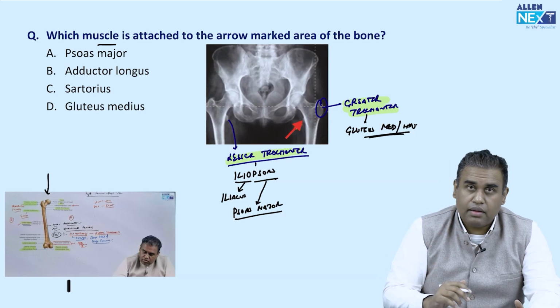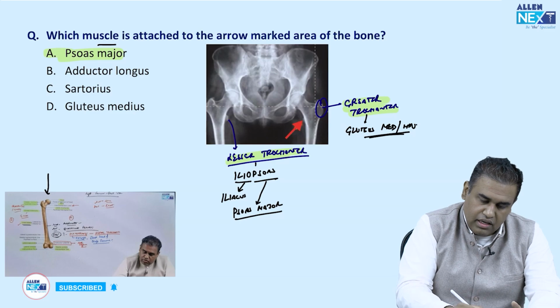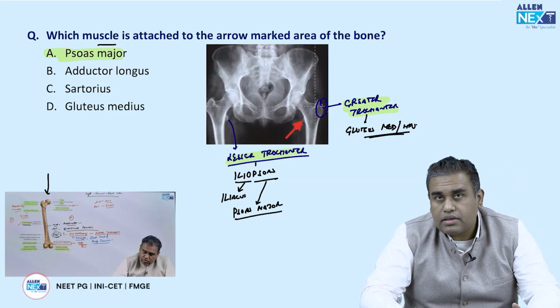But the conditions are applied over here. So over here, the answer is iliopsoas. Psoas major was the option. Here is the answer over here, the psoas major.